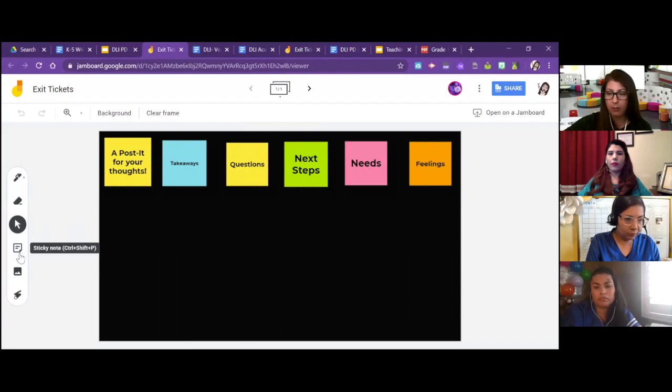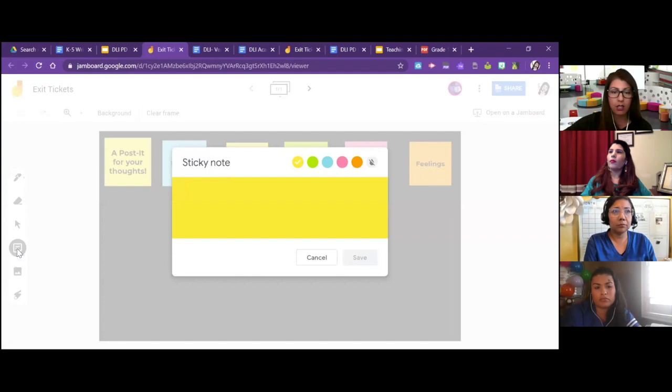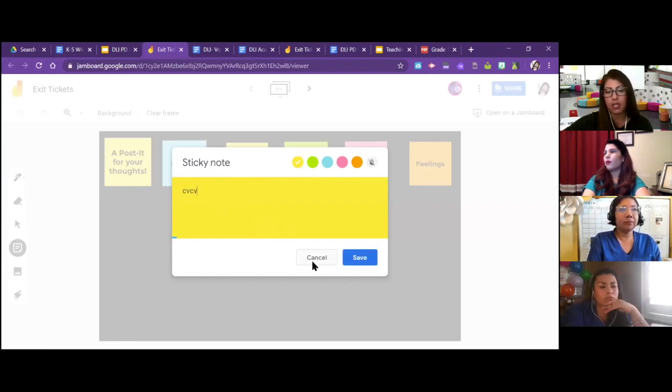So how to grab a Post-it note if you're not familiar with using Jamboard is you click on this little piece of paper, this sticky note. And when that sticky note pops up, depending on whatever color you're going to be commenting on or asking about, will correspond with these colors here of the Post-it notes. You just click in there and you type away just like that, okay?